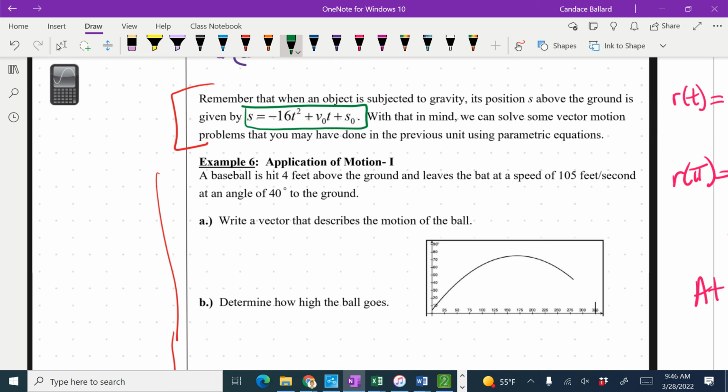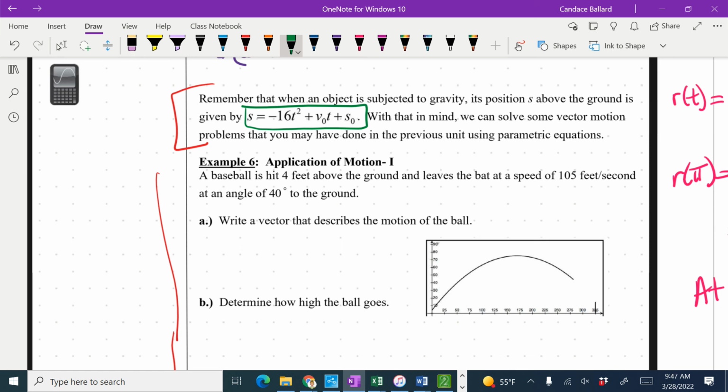So you can solve some of our parametric equations or our vector equations here, starting with that gravity equation. All right, so we've got a baseball. It's hit from 4 feet above the ground and leaves the bat at a speed of 105 feet per second at an angle of 40 degrees to the ground.